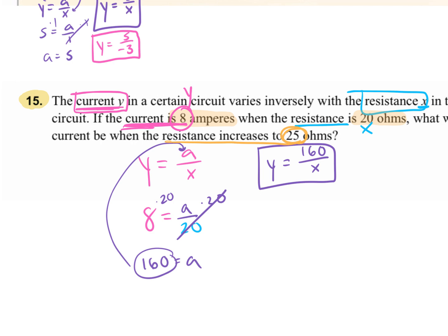So what am I going to plug 25 into? X. How did you know x? Because it's talking about the resistance. So when I plug 25 into x, I have y is equal to 160 divided by 25. That would be, you could do 5. 6.4. You could either simplify your fraction or just put it in your calculator and give me a decimal. So 6.4 amps. So that's what the current is measured in.